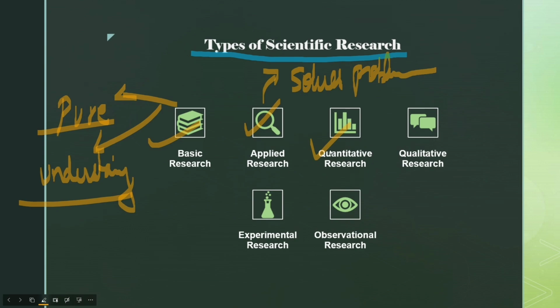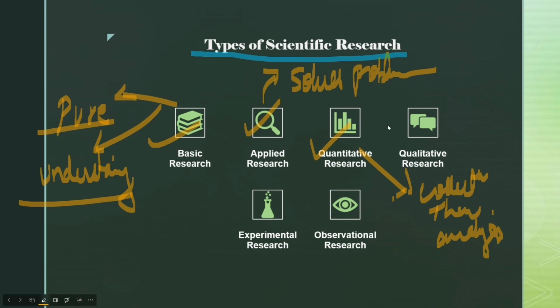Next is quantitative research. Quantitative research involves collection and then analysis of numerical data to answer a research question and test some hypothesis. Suppose we have a hypothesis that this percent of the population consumes a particular product. By collecting and analyzing the numerical data for that particular thing, we can get to know the answer to that particular hypothesis or question. So that is quantitative research.